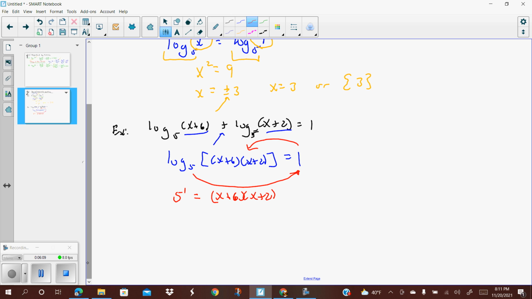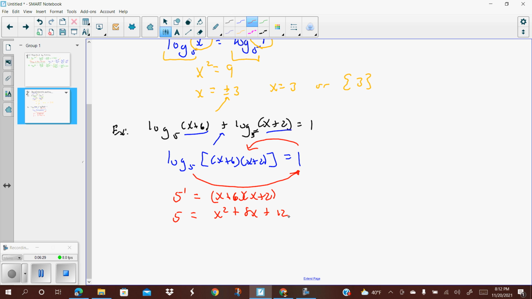So now we're going to go ahead and simplify some things. 5 to the first is just 5. We're going to FOIL out the right side, so that's going to give us x squared. Outsides will give us 2x. The insides will give us 6x. Adding those together, we'll get 8x. And then the last times the last will give us plus 12.